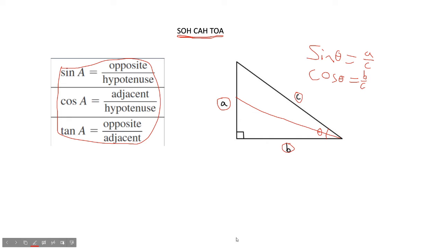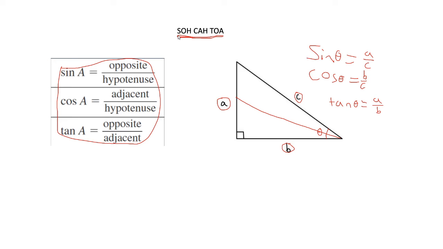Then we've got tangent of theta. Well, what is tangent equal to? Tangent is equal to opposite over adjacent. We know that the opposite is A, and we know that the adjacent is B. So tangent of theta is A over B.